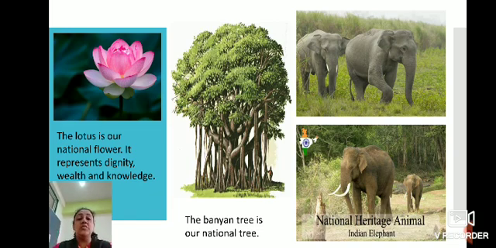And in the last picture you can see the elephants. So what is this elephant? Yes, our national heritage animal. What is that? The Indian elephant. Understood, children? So in this way we saw the different national symbols of our country. Besides this, can you tell me the remaining national symbols?